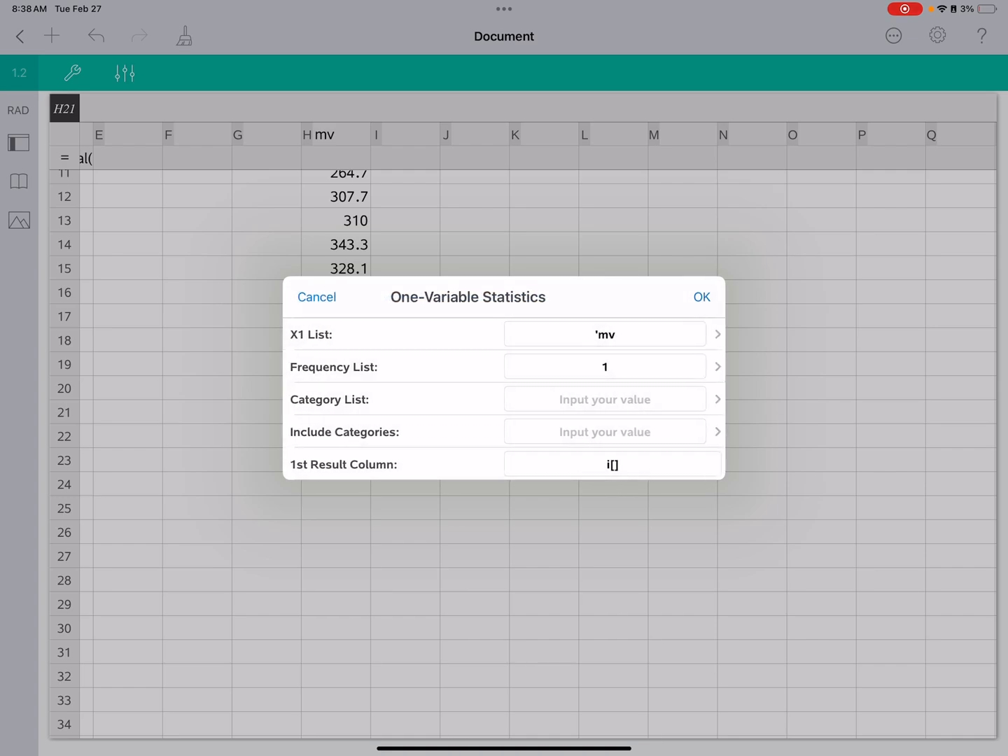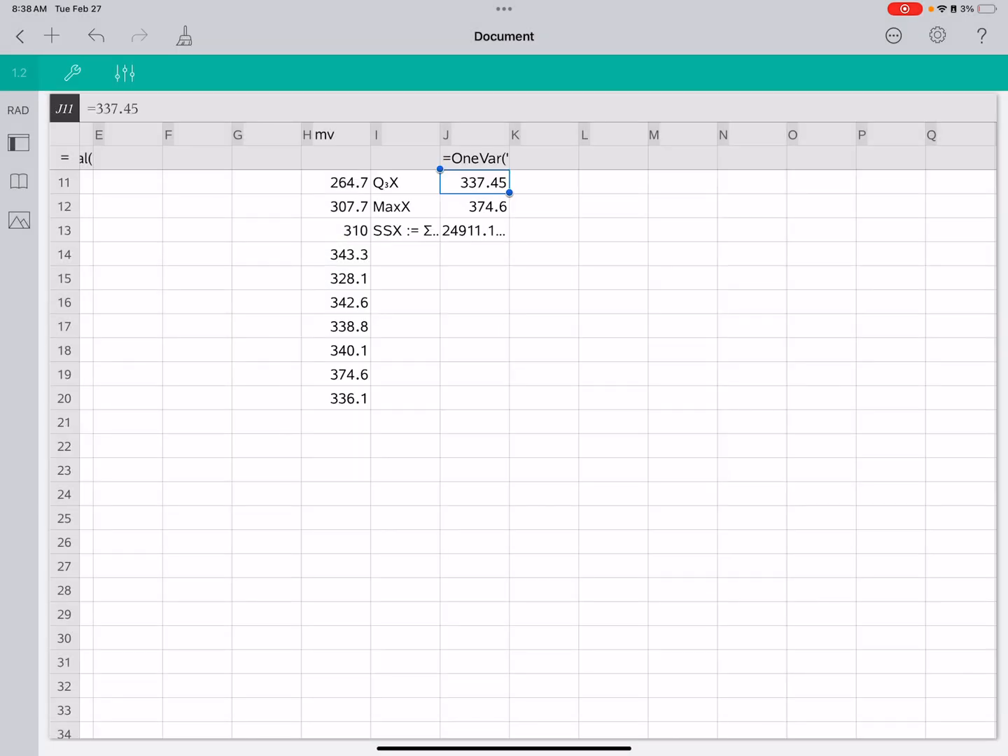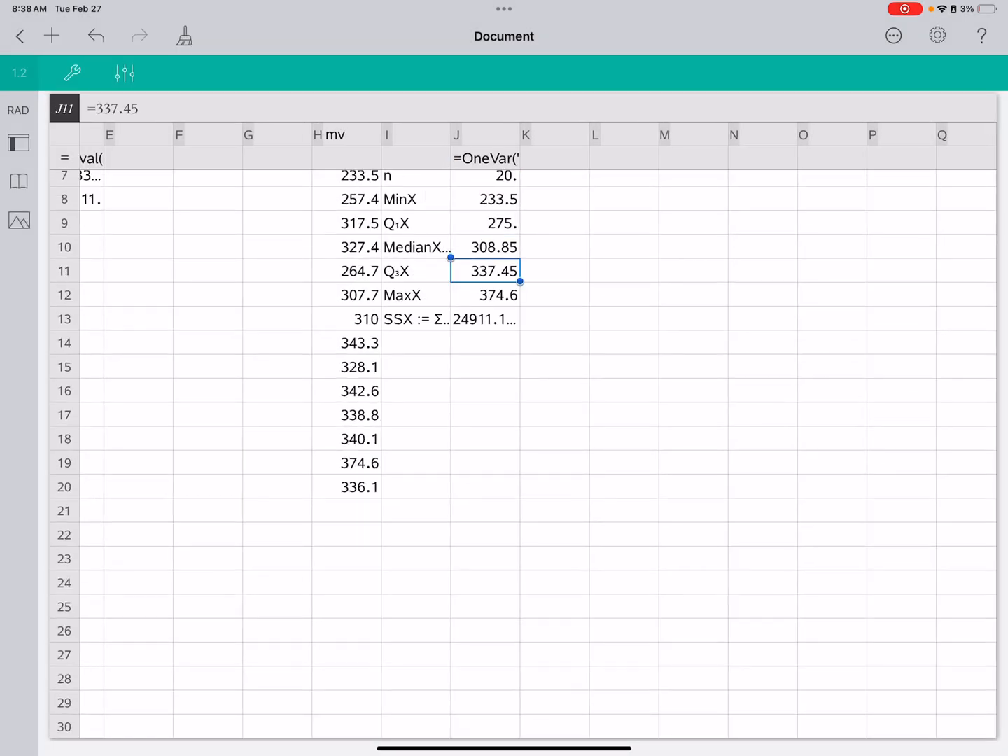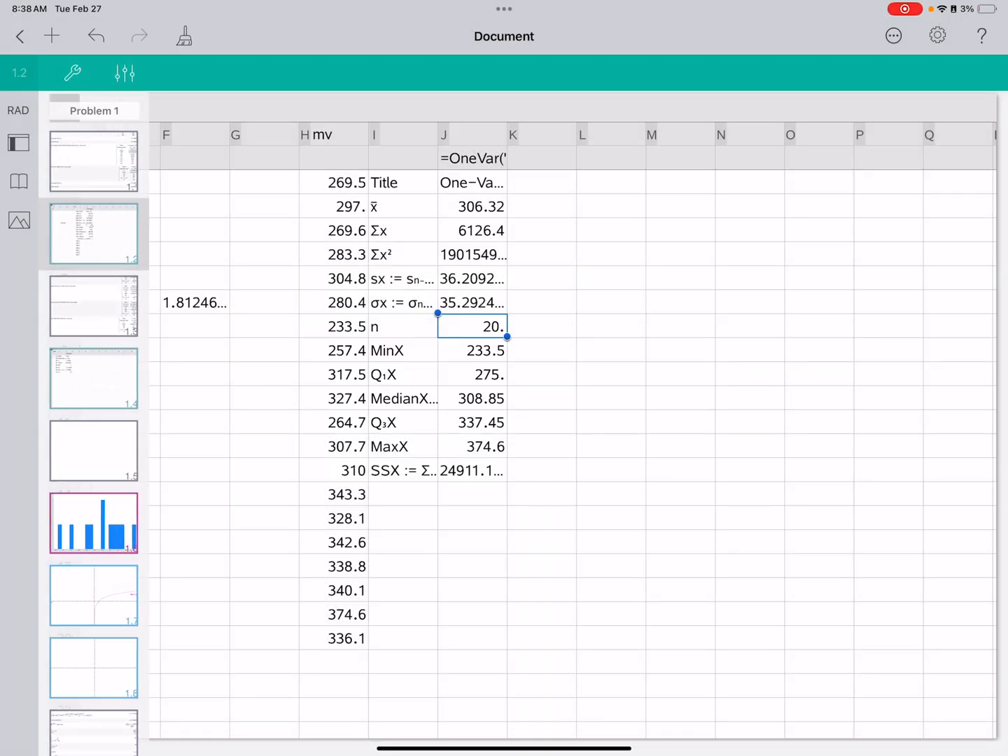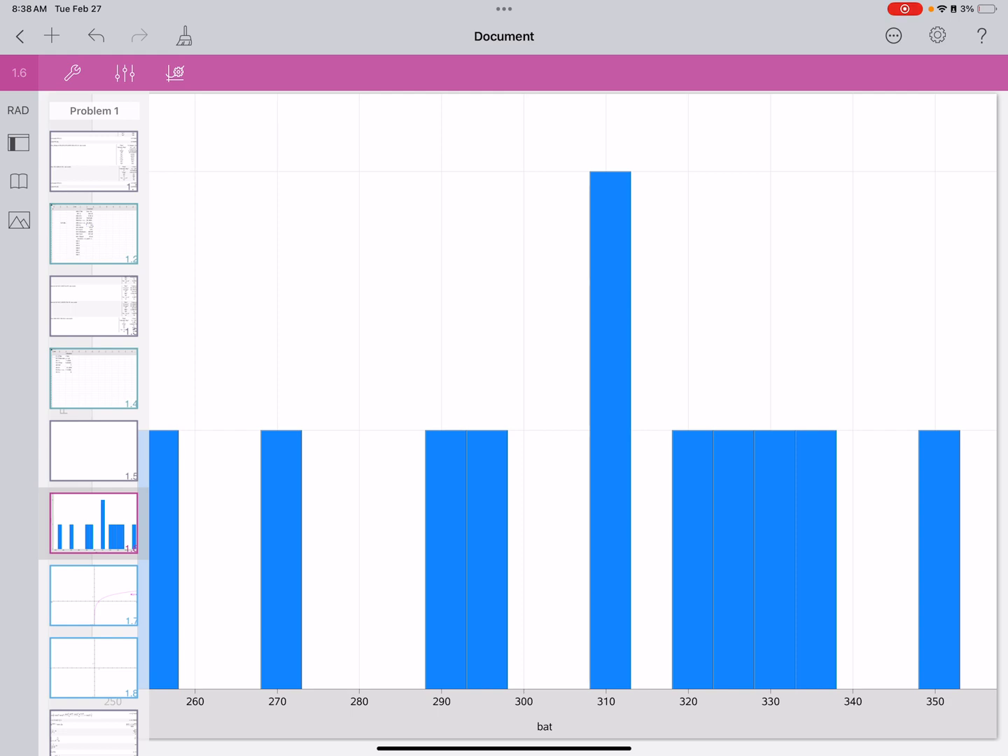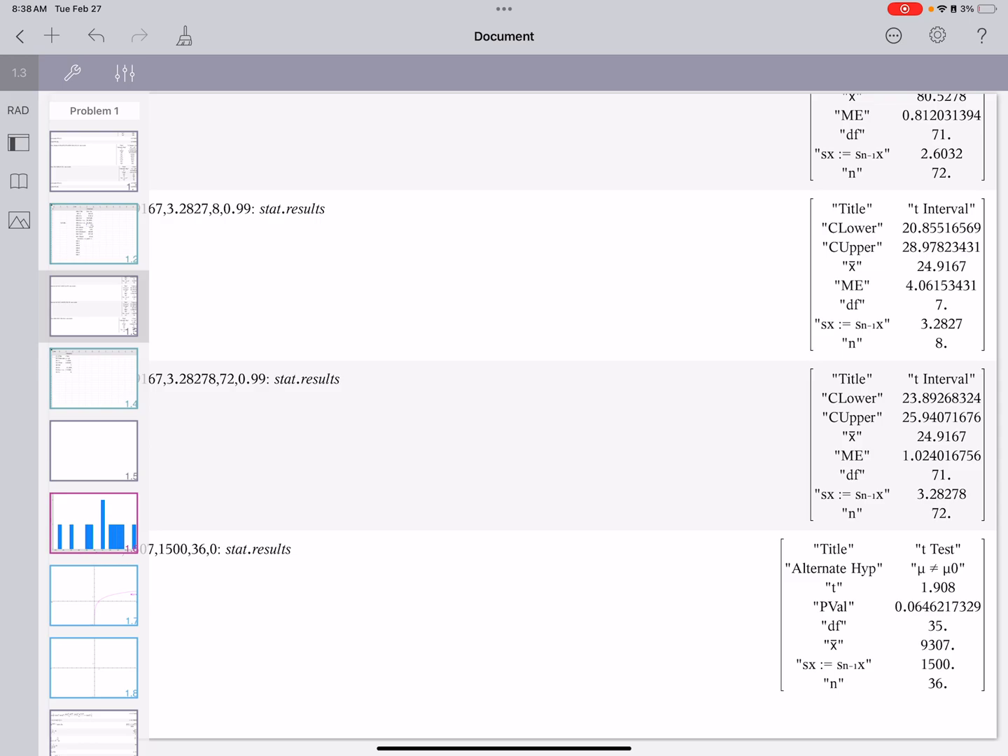Okay, so this gives me all the data that I need, which is my x bar and my n. So I have 306.32 and my n here. Also, I'm going to need to, oh, it's not allowing me to add a new page. So let's just do it from here. I'm opening up a spreadsheet. I'm just going to delete this real quick so I can open up a new page. So give me a second, let me delete this.